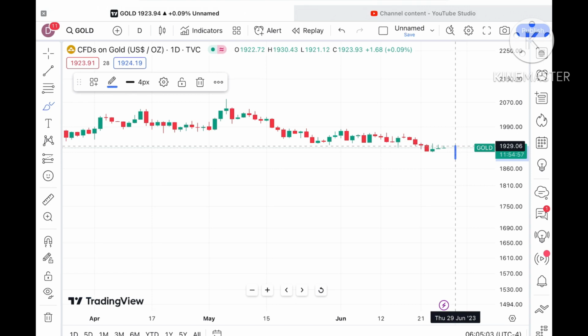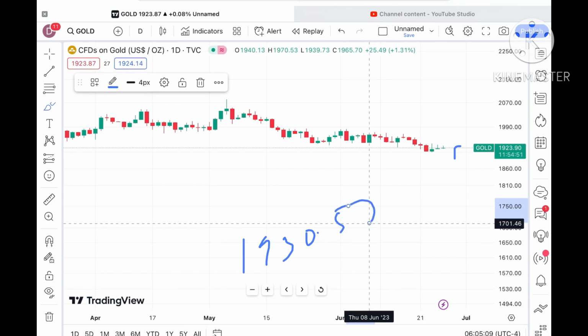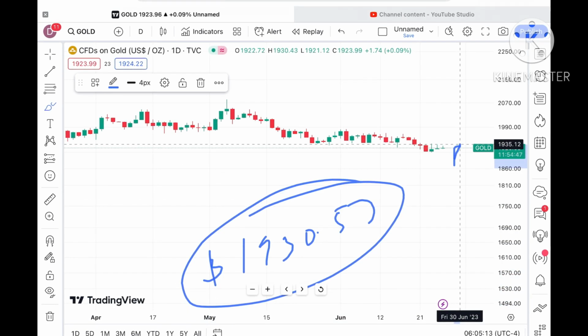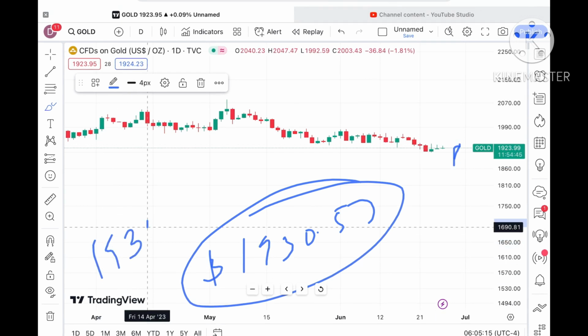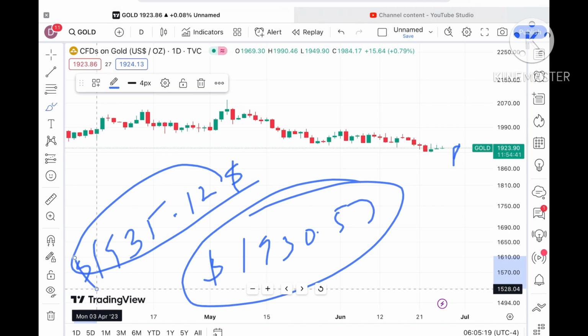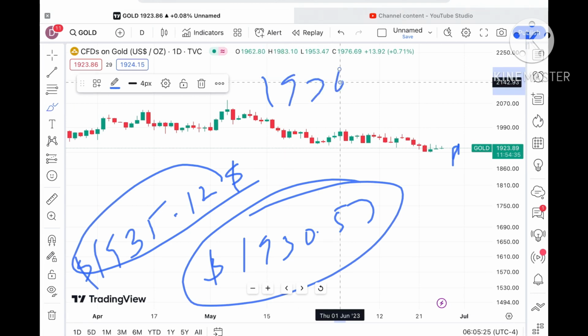Then it can go towards its next resistance, which is coming at a level of around $1930.57. Suppose the price sustains above that level, it can go towards a level of $1935.12. Once the price sustains above $1935.12, then yes, there will be a breakout, as I've already explained. Then it can touch a level of 1936.34.